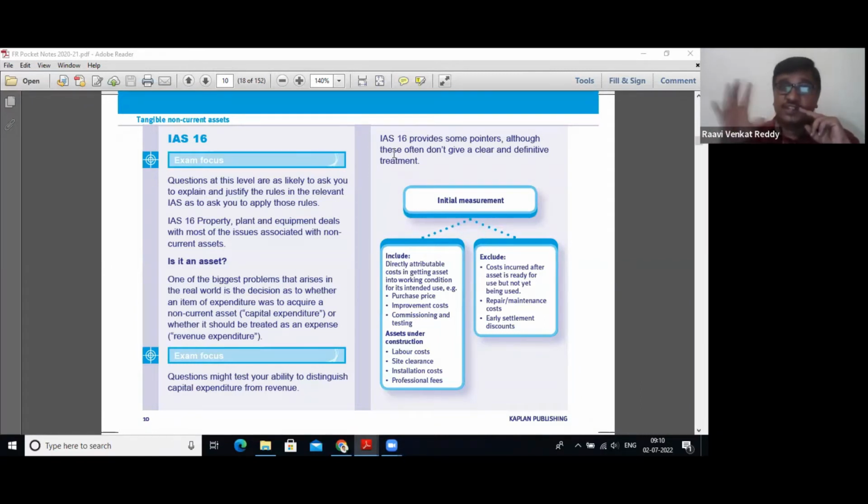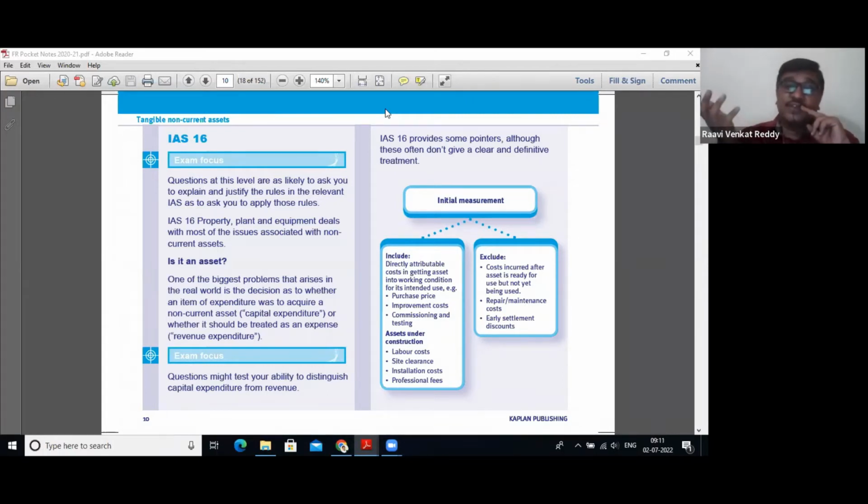Even if the usage has not started, they will incur certain maintenance expenses, right? If you incur any expenses on an asset which is already installed but not yet used, we cannot include those expenses in the cost of the asset. You cannot treat it as a capital expenditure. It should be excluded. We need to show it as a revenue expense.